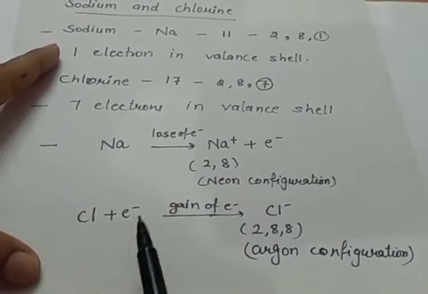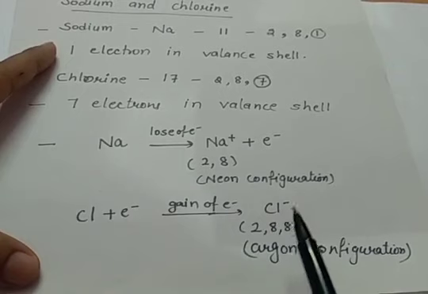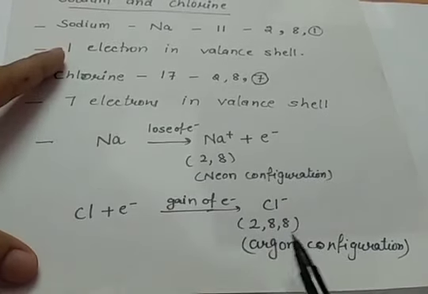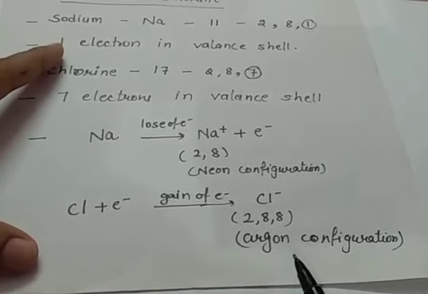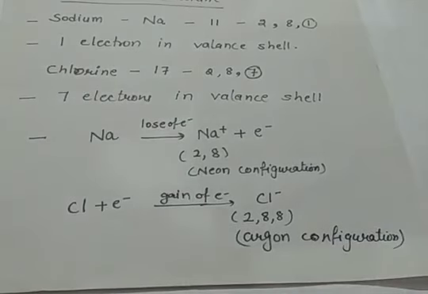And chlorine gains this electron and becomes the Cl negative ion. Its octet is complete now. It has gained the argon configuration. Argon is a noble gas. So they have attained noble gas configuration to become stable.